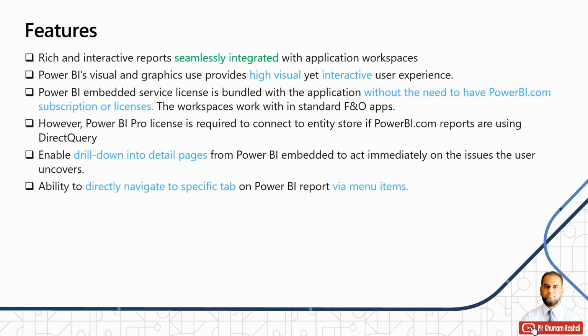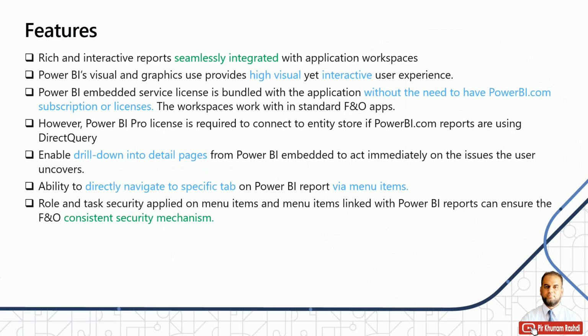So by that ability to directly navigate to a specific tab: in Power BI reports you can make different tabs, like Excel sheets. You have sheet 1, sheet 2, sheet 3. Similarly, in a Power BI report you have different tabs. You can rename those tabs, so tab 1, tab 2, tab 3, or you can also say page 1, page 2, page 3. So you can switch to any page directly through a menu item.